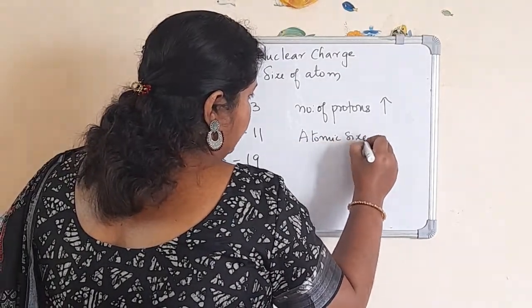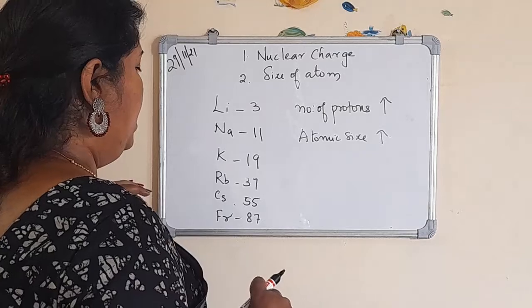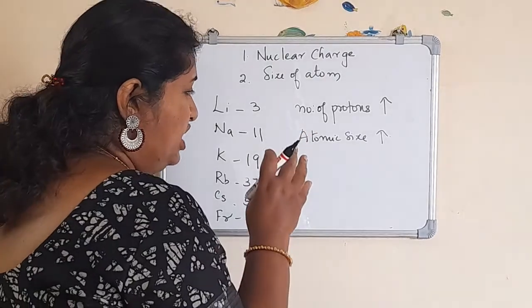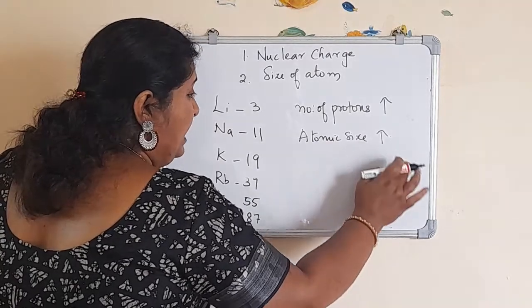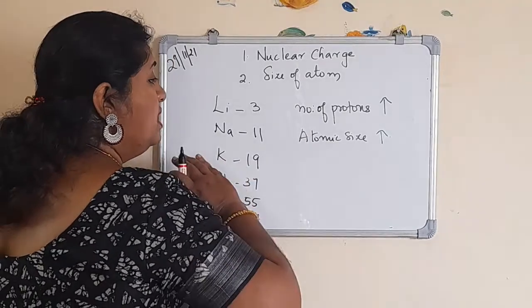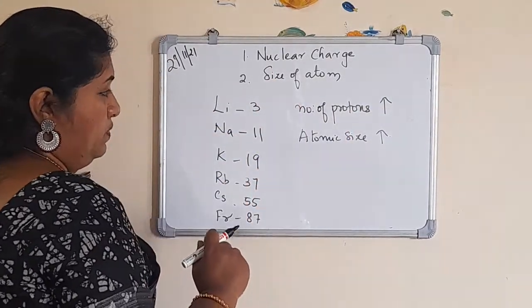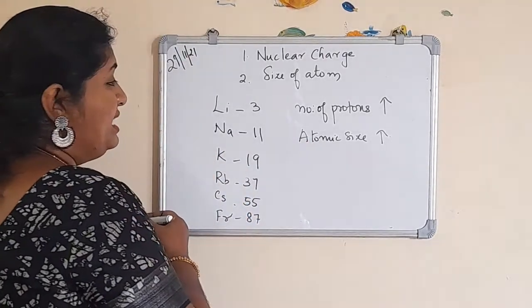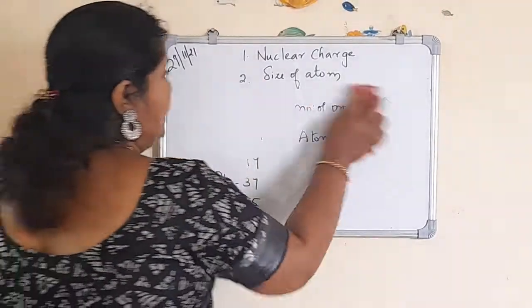Atomic size increases. So, as the atomic size increases, the attraction between the nucleus and the loosely bound electron in the outermost shell will be less, because the distance between them is very large. There is a lot more gap between the nucleus and the electron present in the outermost shell. Why? Because the atomic size is increasing. Atomic size is more.